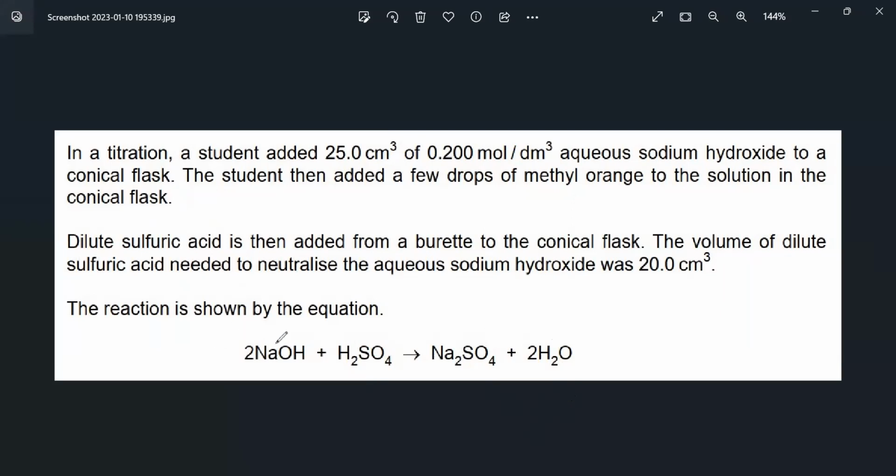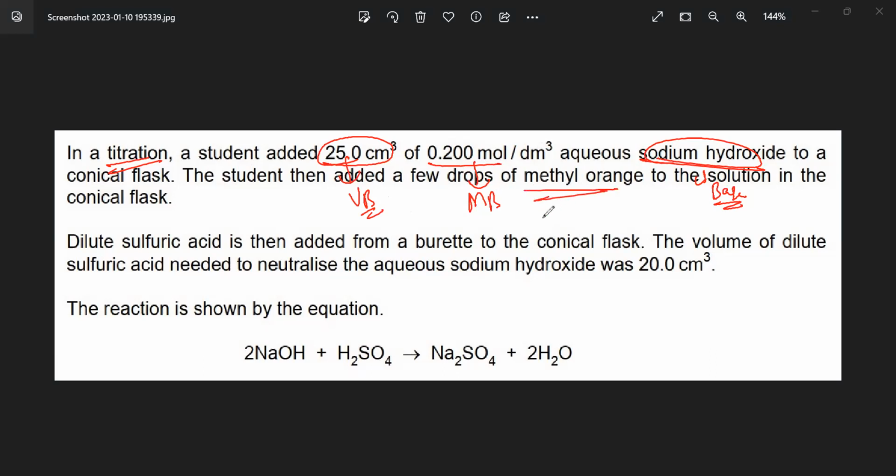You are lucky in one way, because they have already given you the equation to balance. So we just have to analyze this. In a titration, a student added 25 cm³ of 0.2 M aqueous sodium hydroxide. So your base is sodium hydroxide. They have given the volume, so this becomes Vb, and this is the molarity, mole per decimeter cube, so this becomes Mb. So Vb and Mb are given in the solution.